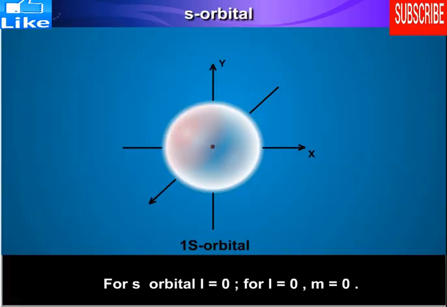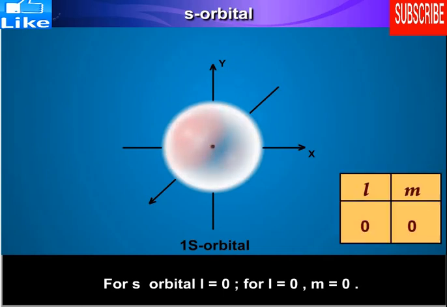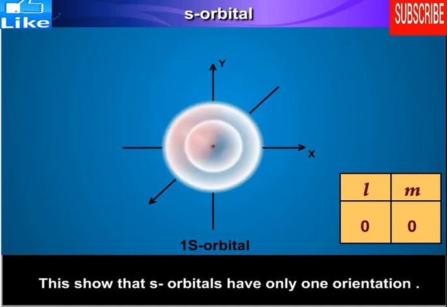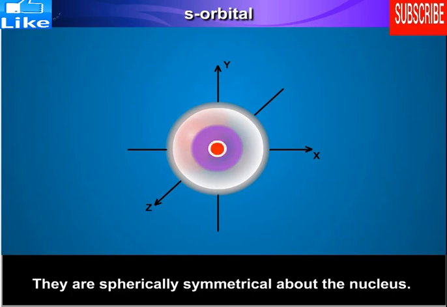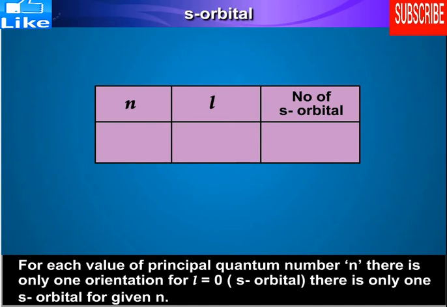S-orbital. For s orbital, l is equal to 0, and for l equal to 0, m is equal to 0. This shows that s-orbitals have only one orientation. They are spherically symmetrical about the nucleus. For each value of principal quantum number n, there is only one orientation. For l equal to 0, that is, s-orbital, there is only one s-orbital for a given n.